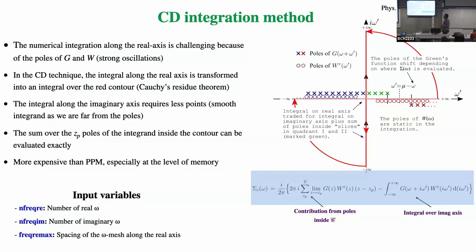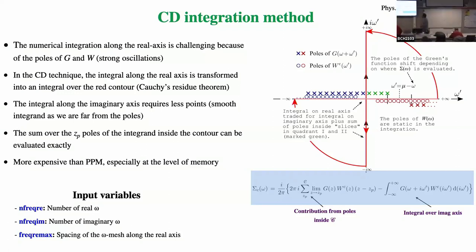So that's the reason why we avoid this integral from zero to infinity, and we use basic results of complex calculus, Cauchy's theorem, to rewrite the integral along the real axis in terms of an integral along this contour, in which we have to sample G and W along the imaginary axis. And in this case, the integrand function is smooth because we are far from the poles that are located along the real axis. And then we have an additional term that comes from the residues of the integrand inside the contour. But we know the position of these poles because we know the position of the poles of G thanks to the Lehmann representation.